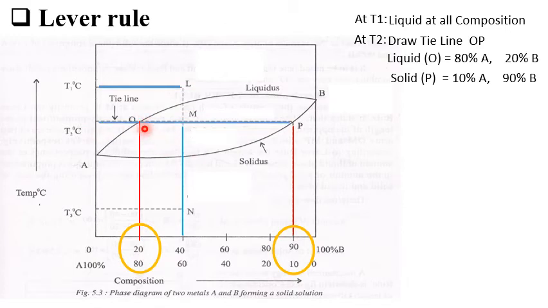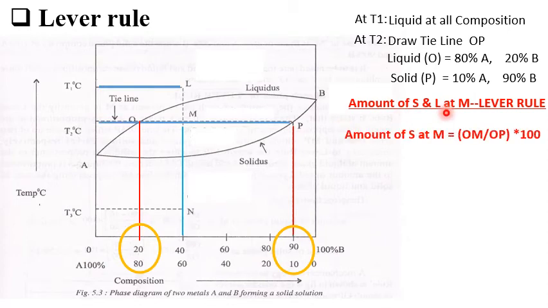Now if I want to know the amount of solid, I need to stand on the solidus line and then find the overall length. Let's find the amount of solid and liquid by taking the lever rule. Say the amount of solid at M: at this point there is liquid and solid. To know the amount of solid present, I need to stand on the solidus line, at the intersection of the solidus line, that is at P.